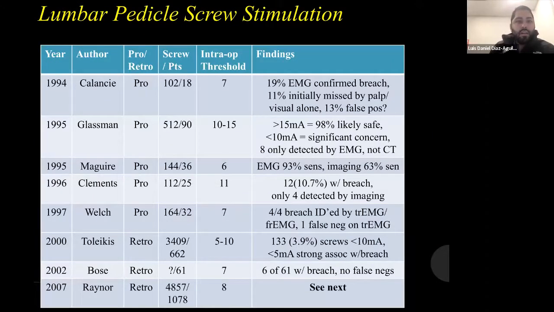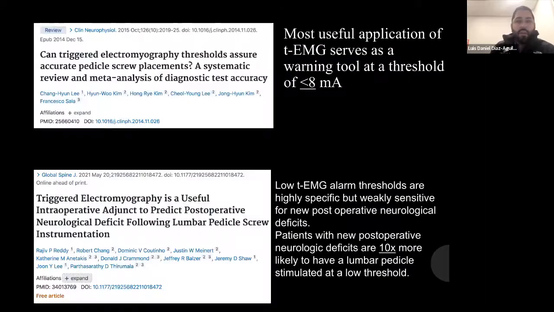This is simply a gathering of some of the data which had built up to this larger study, starting back in 1994, all the way up to 2007. And of course, in the past decade, several more papers have come out, leading to this recent 2015 review and meta-analysis of the diagnostic test accuracy, which agrees with the threshold of greater than 8 milliamperes to feel relatively confident that the pedicle screw is in the appropriate location, at least when it comes to the medial aspect of its placement.